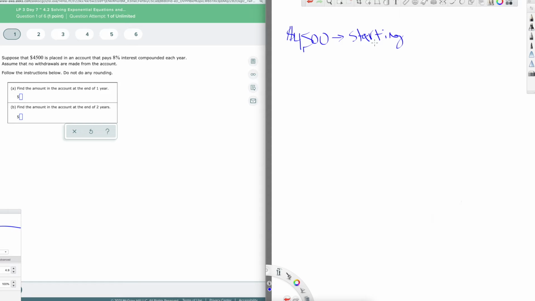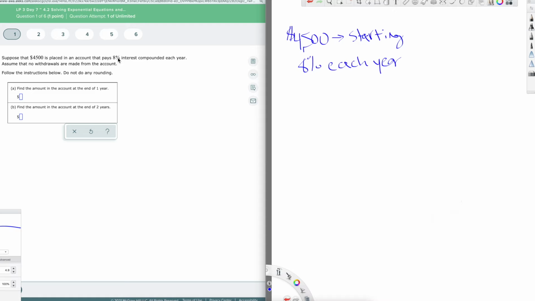It's placed in an account and it pays 8% each year. And it says compounded each year. Compounded means when interest is added back to the account and you're making interest off the interest. So in this case, the 8% is added back at the end of each year, and then you start making interest off of it. If it says compounded quarterly, that's 4 times a year. We can think of quarters like in a dollar. If it's compounded semi-annually, that means twice a year instead of annually.